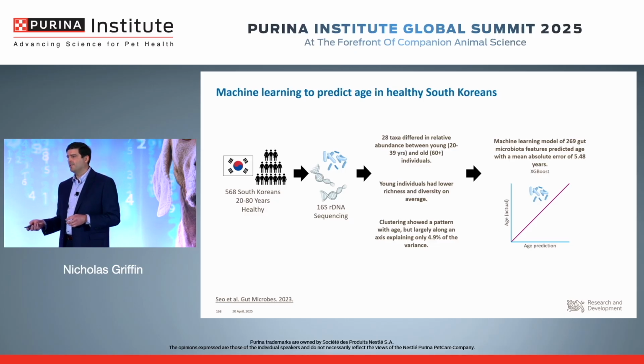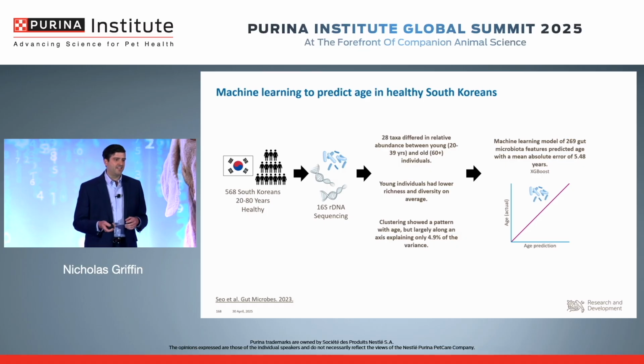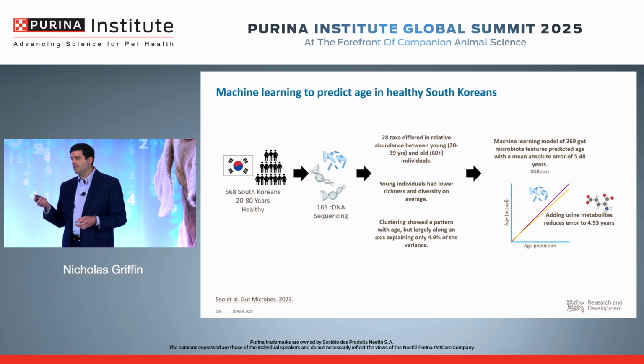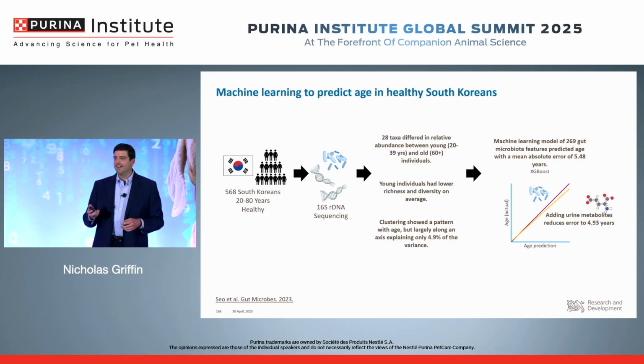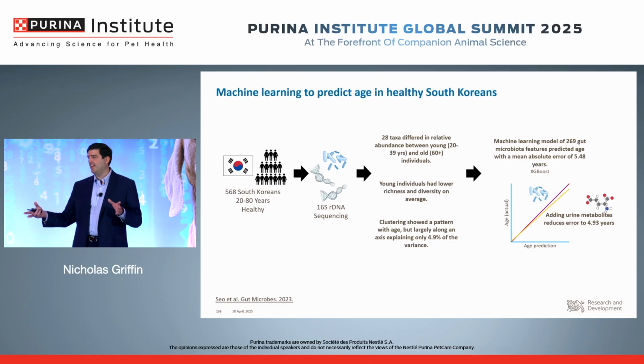Now, I mentioned earlier that machine learning models are very good at combining different data types. The next thing that they did was to do just that. So when you add urine metabolites to this model, the model becomes better. And it's not just adding more explanatory variables, they actually refit based on both.